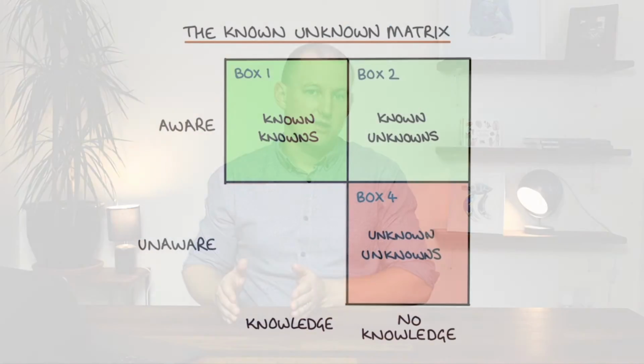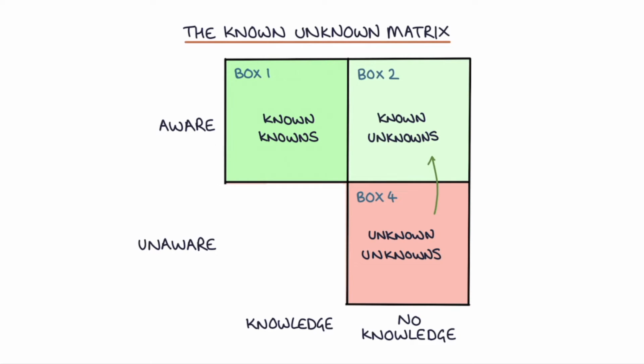Finally, let's talk about how to tackle box 4, which is the unknown unknowns. And the way to tackle this is to try to get the information from the unknown unknowns into box 2, the known unknowns. And you can think of box 2 as your set of notes in preparation for your exams. It contains all the information you know you need to know, and so you can set about learning that information and moving it then into box 1.